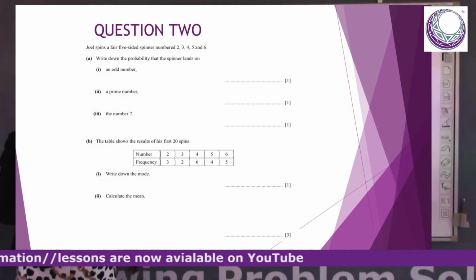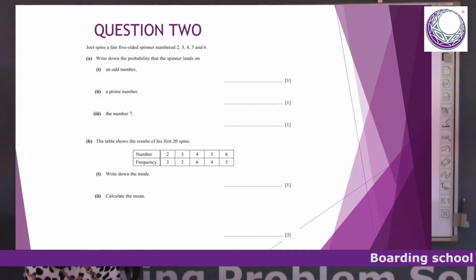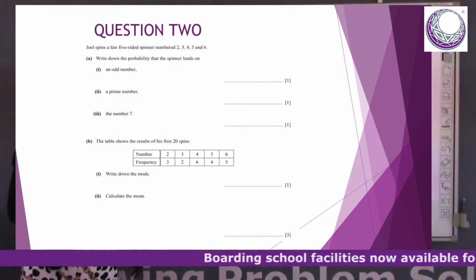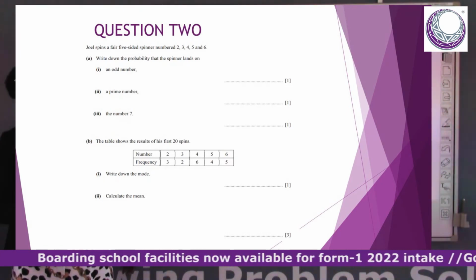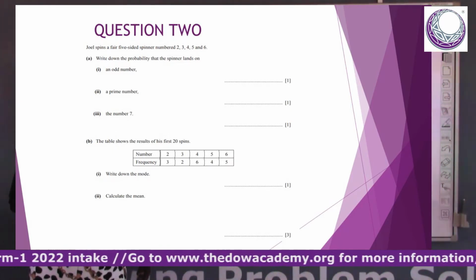Now this is just identifying our odd numbers. There is 3, and there is 5. So it means in this case, it's 2 out of 5 numbers. So our probability is 2 over 5.